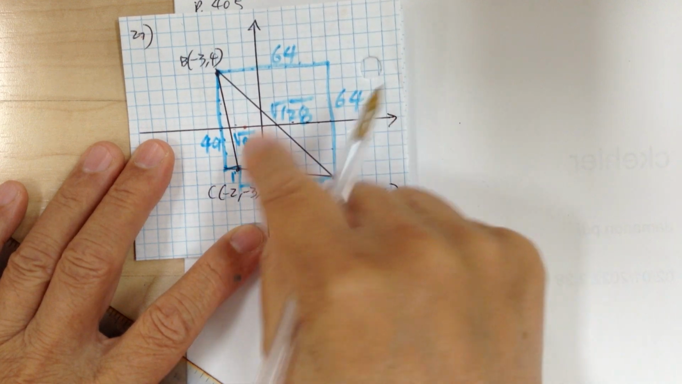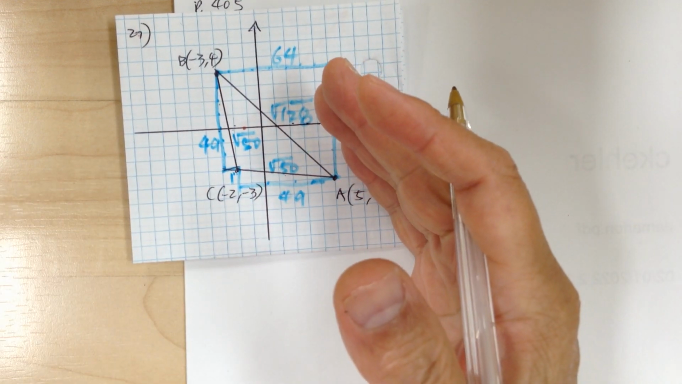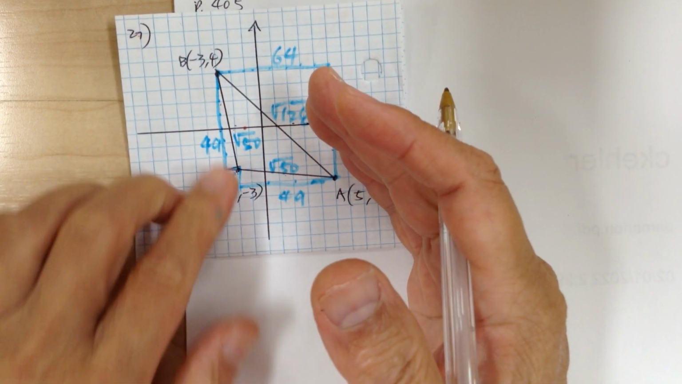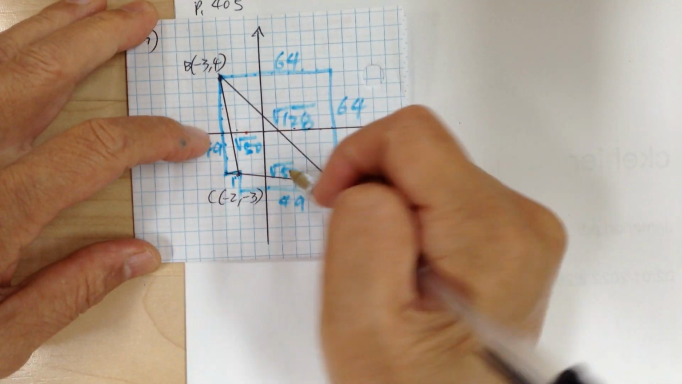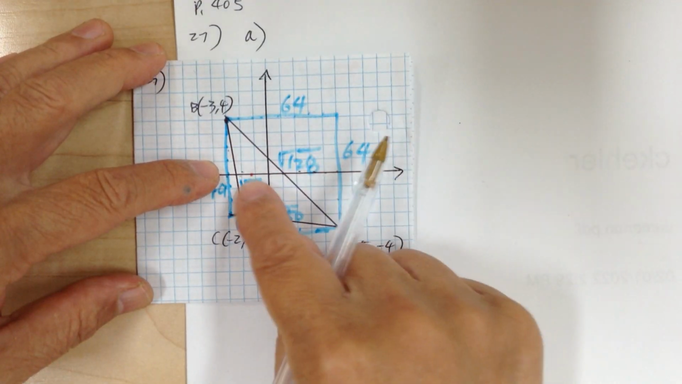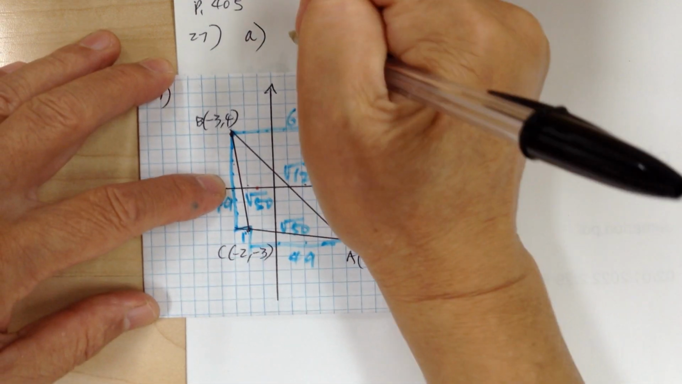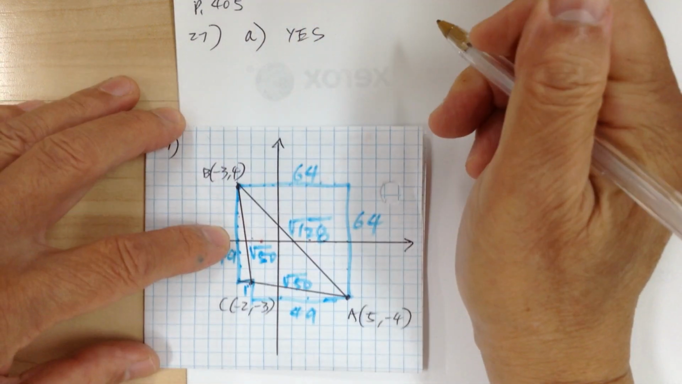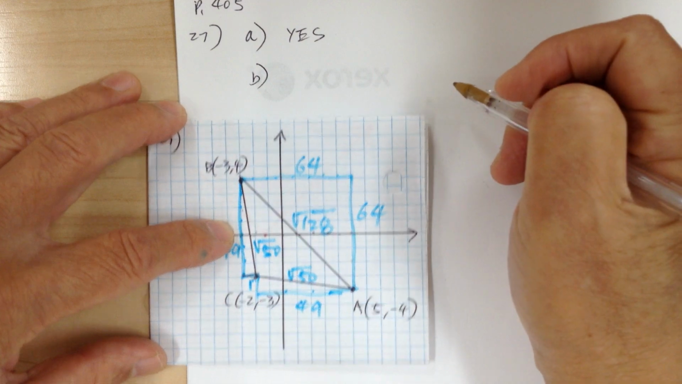So A, is it isosceles? Yes. You don't have to simplify because this is not your final answer. You only have to simplify if it's a final answer, so you can just leave it like that. You just want to see if it's isosceles. So yes, because these two sides are the same. Now to part B, is it a right triangle?